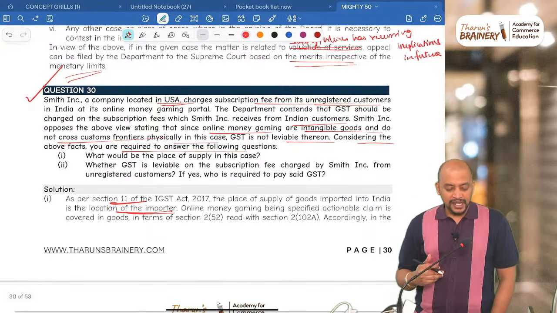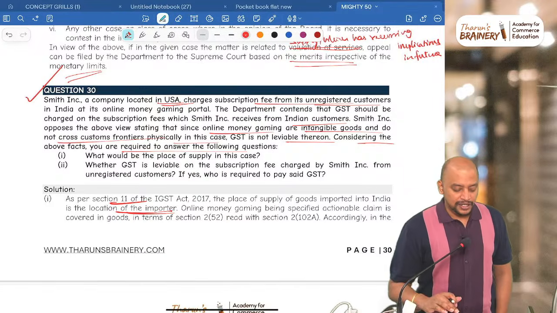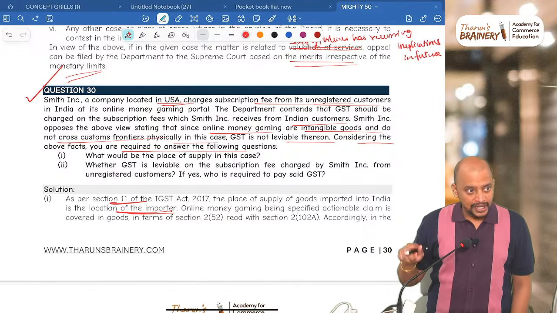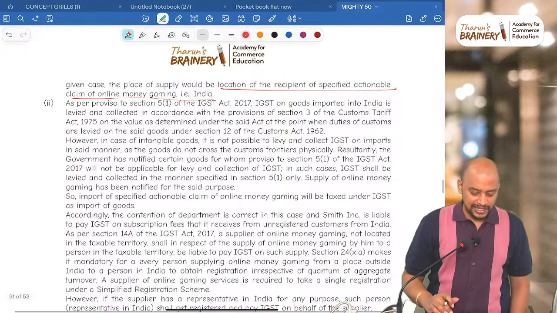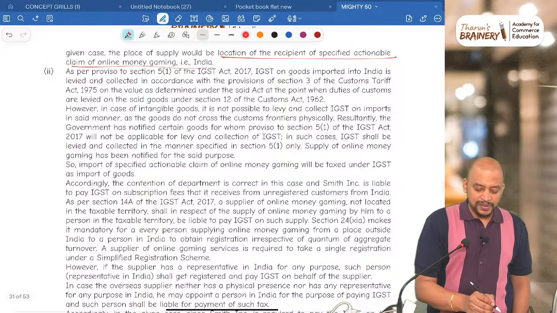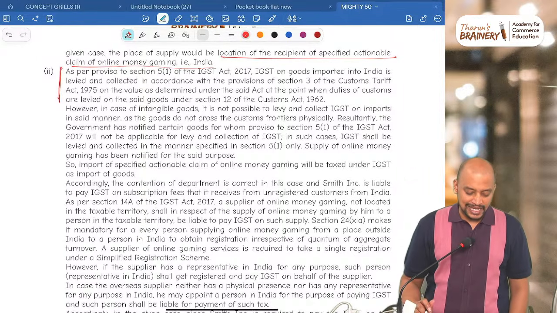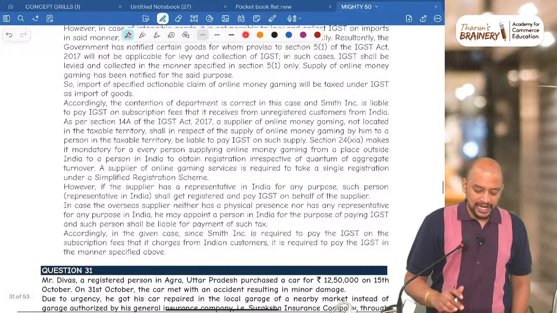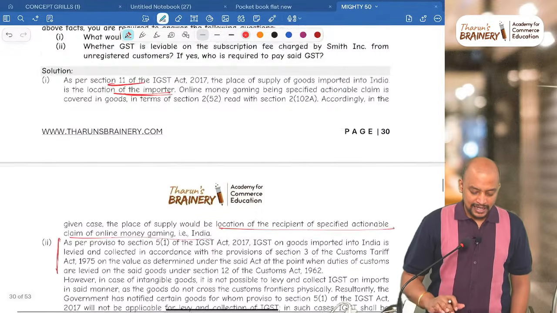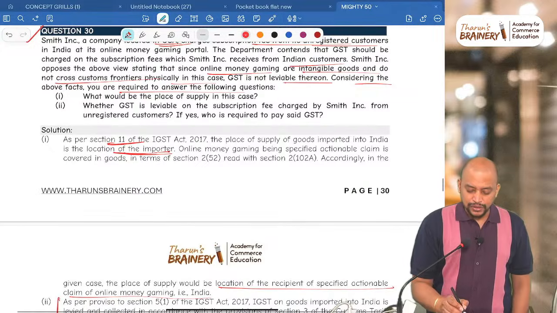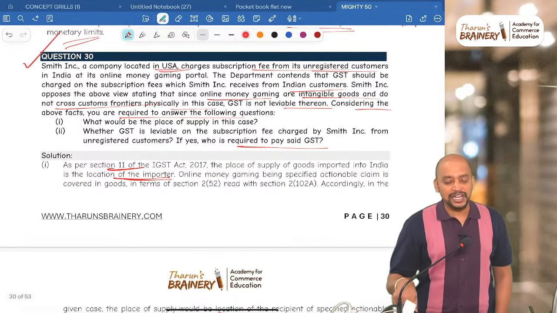Second, whether GST is available on the subscription fee charged by Smith Incorporation? Yes. Now you need to connect it to 14A, and you need to write supplier outside India will pay GST, and first as per section 5, even though it is import of goods, the levy is as per IGST Act, and accordingly as per 14A, so supplier outside India will pay GST. And next, if yes, who is required to pay? Supplier outside India.